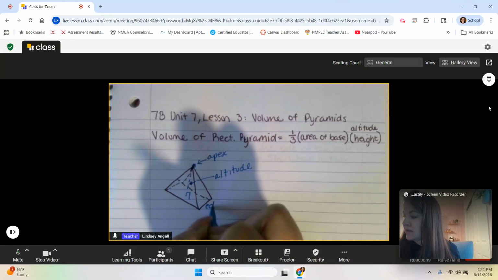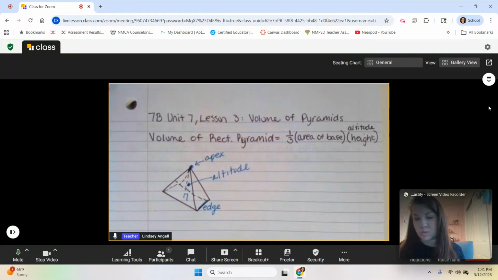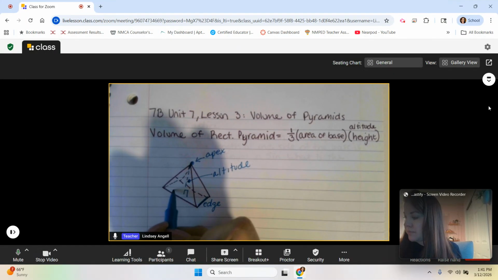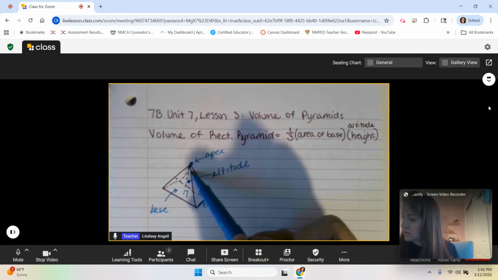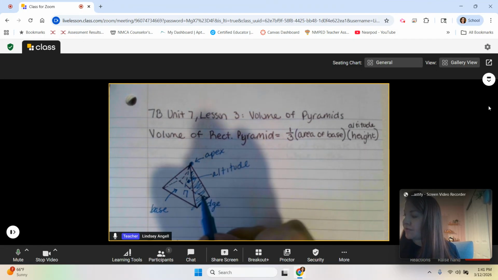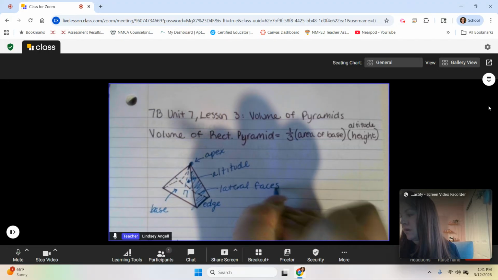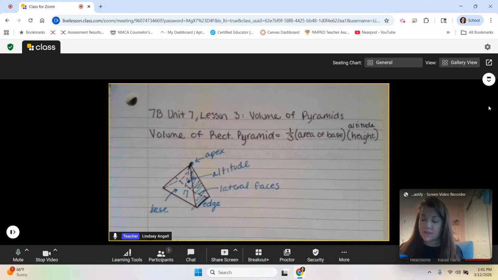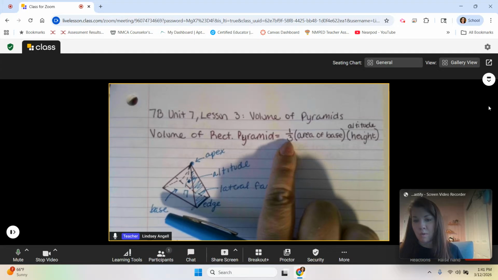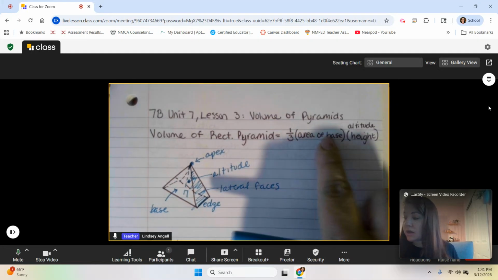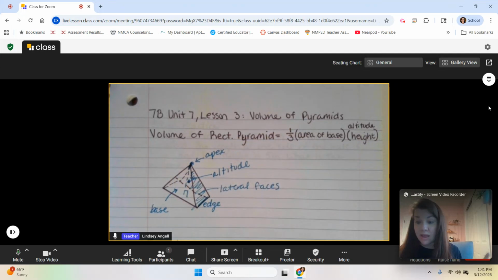This, like these guys, that's an edge. We've talked about this before. This right here is the base. And the faces, or the sides, those are called lateral faces. But the thing that we need to remember is that we need the area of the base multiplied by the height, and then you multiply that by 1/3, or once you get all of this, you could also divide it by 3. Either one of those ways can get you to your answer.